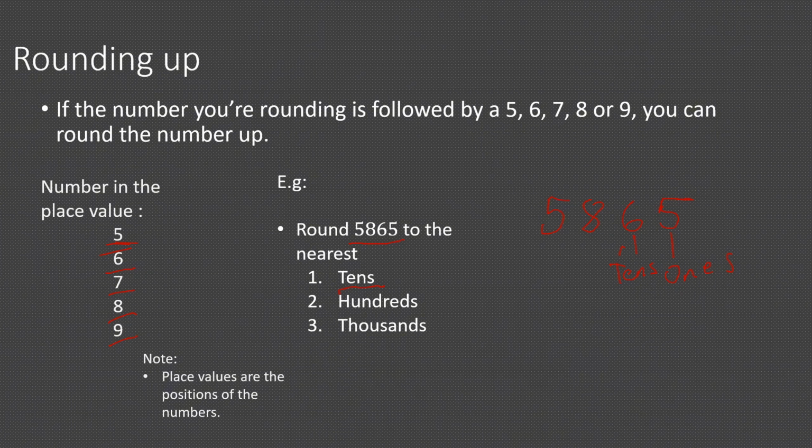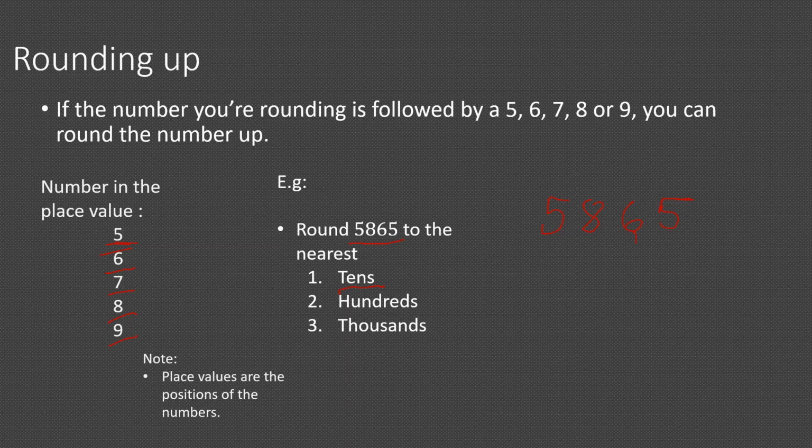The nearest tens has to do with the number 6, because that is where the place value of 10 is. So we know that the number that follows the place value has to either be a 5, 6, 7, 8, or 9. Here, we have a 5 that follows the 6. Due to the 5 following the 6, we can round it up.